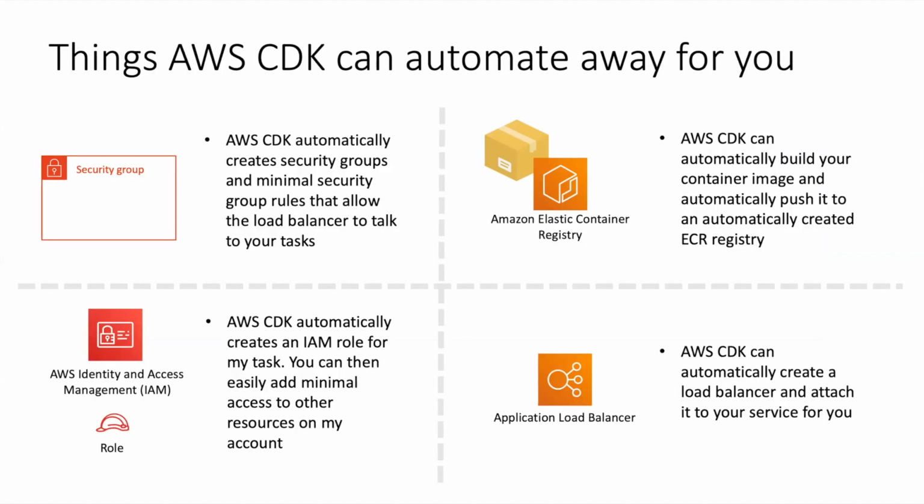So to summarize things that CDK can automate away for you, CDK automatically creates security groups and networking for your containers. CDK automatically creates IAM roles for your containers. So that allows you to easily establish minimal access rules, so that way your container can talk to only the resources that it needs to talk to. AWS CDK can even automate building your container image and pushing it for you. And it'll automatically create a load balancer and attach it to your service for you via that ECS pattern.